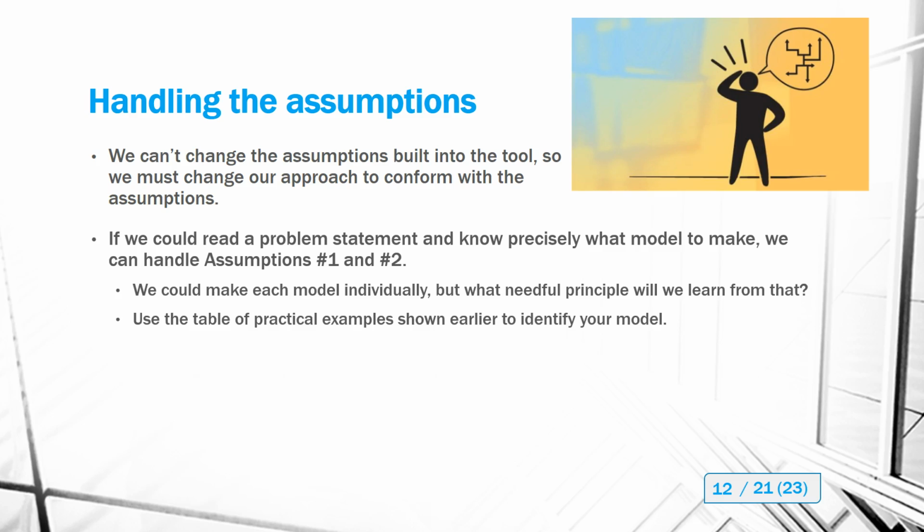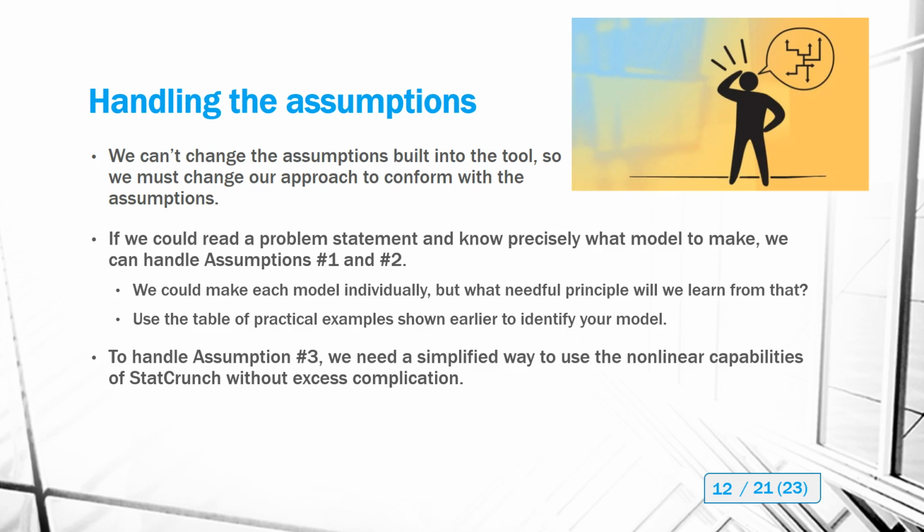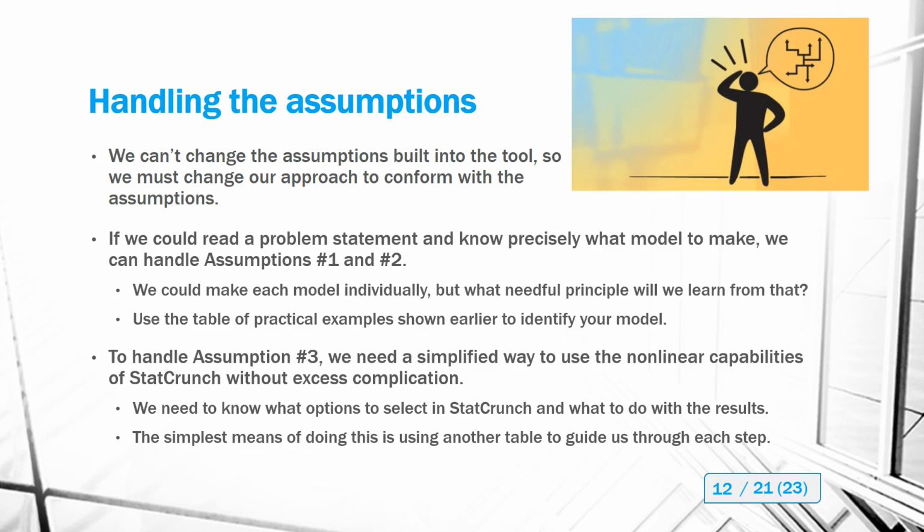Okay? Then once you know the one model you need to make, we still have that third assumption to handle. We need a simplified way of using the nonlinear capabilities that can make that one model that we need to make without a lot of excess complication and fluff. So that's where we're going to get into knowing exactly what options to select in StatCrunch, and then knowing exactly what to do with the results that StatCrunch gives us. And the simplest way that I know to get that done is to use another table that guides us through each next step of the process.